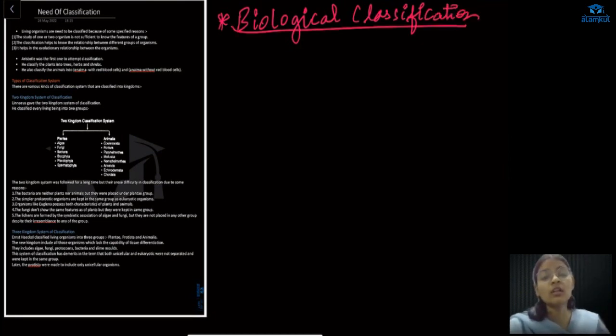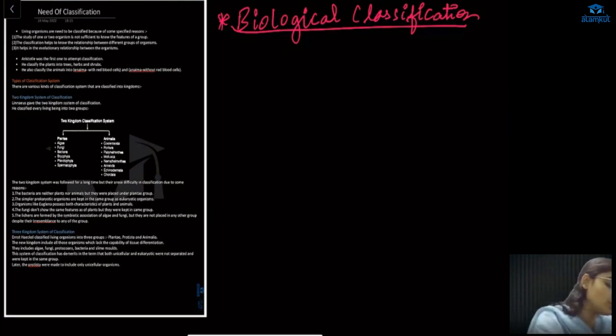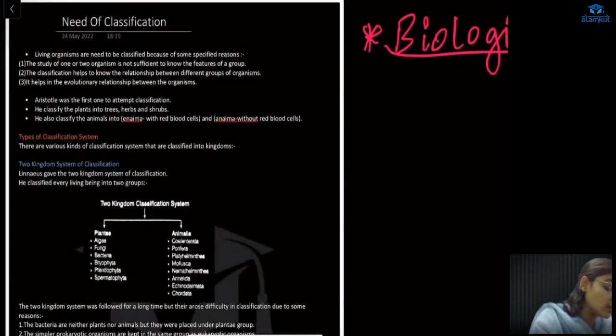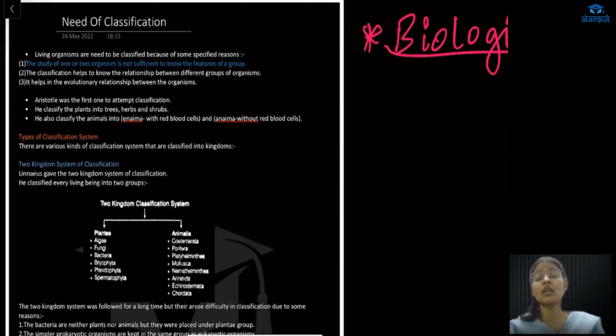So what are all the needs that are required for classification of organisms into different categories? There are some basic needs which were required for identification, for classification, and for proper study purposes. Living organisms need to be classified because the study of one or two organisms is not sufficient to know the features of a group. So as a whole we need to classify organisms so as to study them in detailed form.